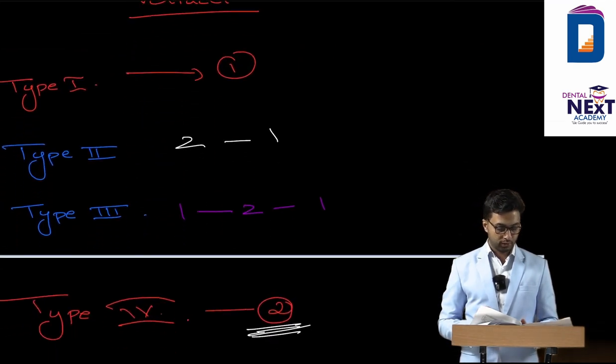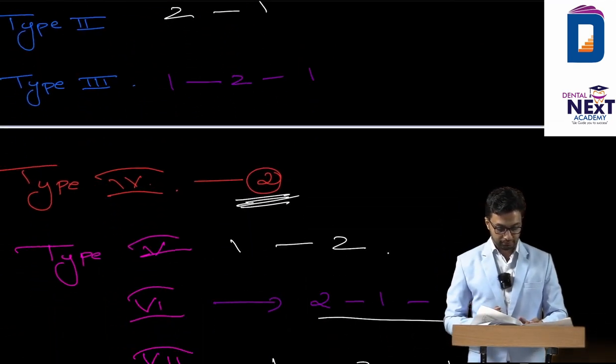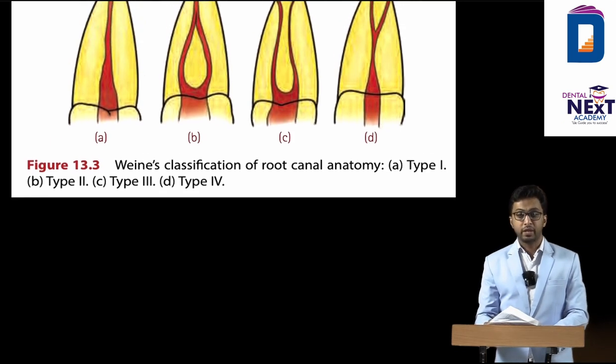Now let us come on to the next system, that is the Weine system. Now in the Weine system it is much simpler.